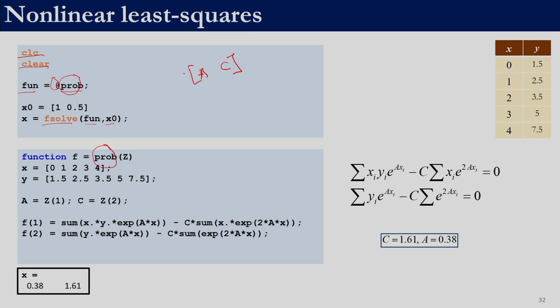You could choose the other way, but we have chosen this way and we will be consistent with it throughout. So, we are giving a guess value, a starting value of a to be 1, and a starting value of 0.5 to c. So, these are the two. In the function file we are going to return the value of the two equations.